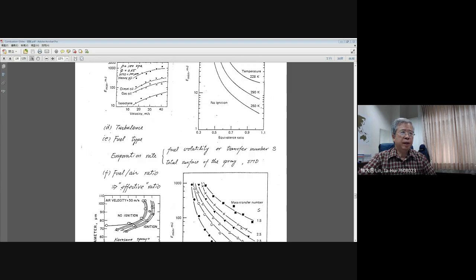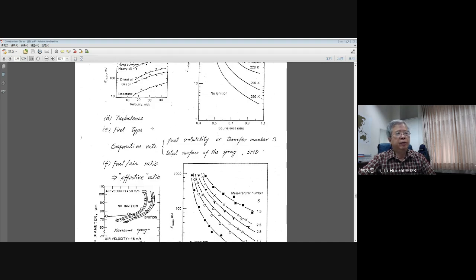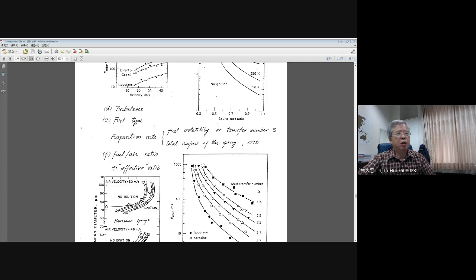Turbulence, as we described, is based on the average velocity of your flow. With a large average velocity, you need a larger minimum ignition energy. Fuel type, as we described, depends on the fuel volatility or transport number, and also on the droplet size of the spray. These two factors control the evaporation rate. If you do not have a large enough evaporation rate, then you cannot provide enough fuel vapor for ignition.